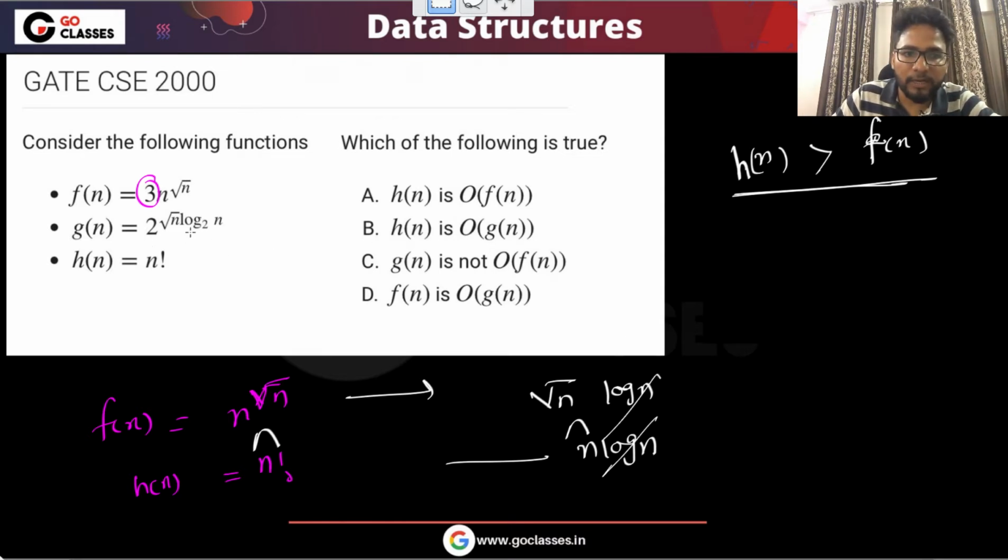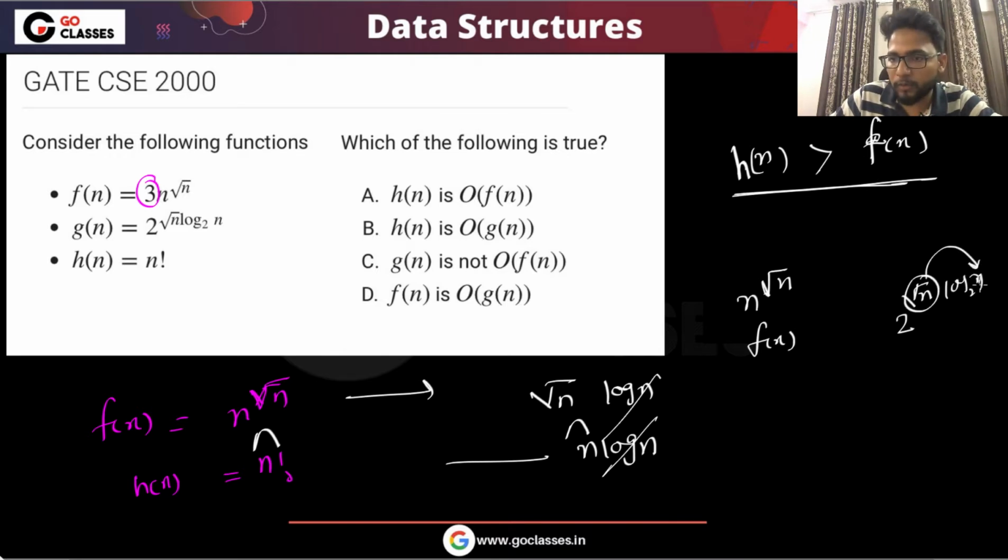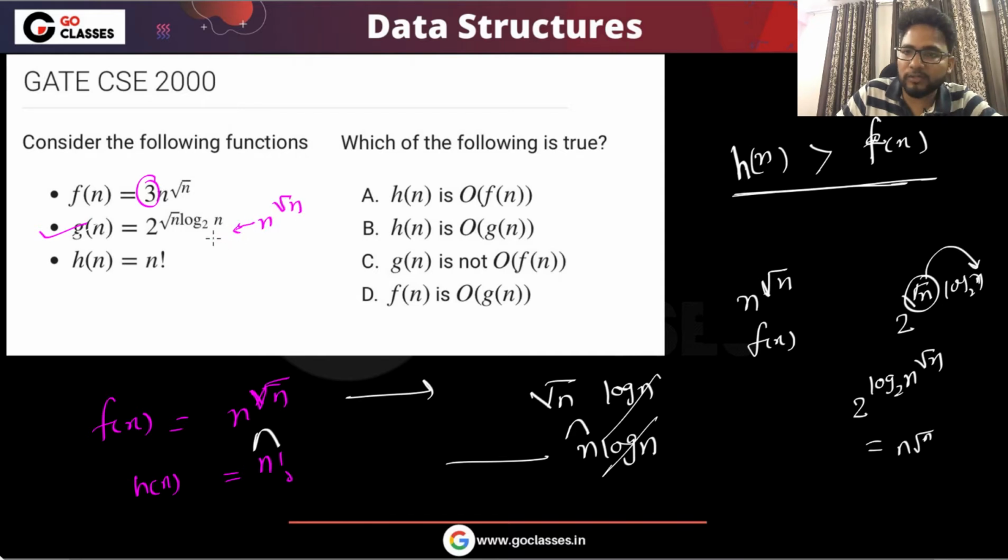And what about this gn? Let me compare gn with fn only. So fn is n power root n, and this is 2 power root n log 2n. I think you can take this root n out to the power of n, then it will be 2 power log 2 n power root n. So in fact this is just n power root n. So gn is as good as saying n power root n only. Gn and fn are actually the same, which means you can say hn is the greatest one.